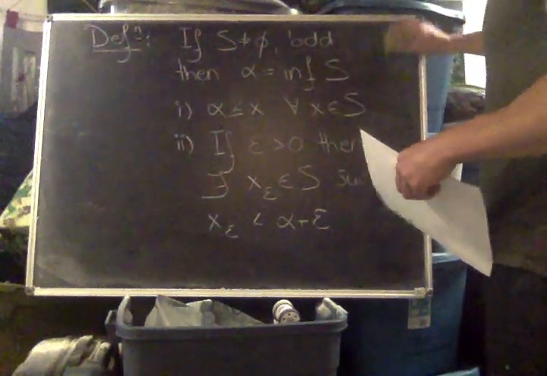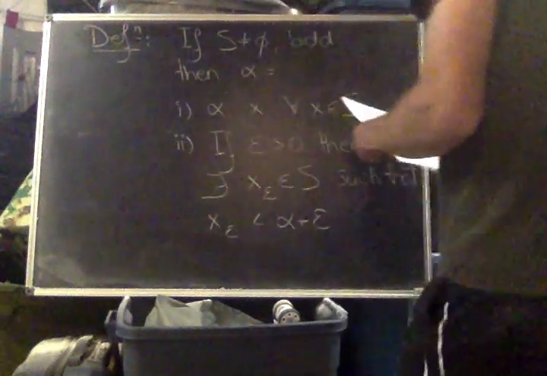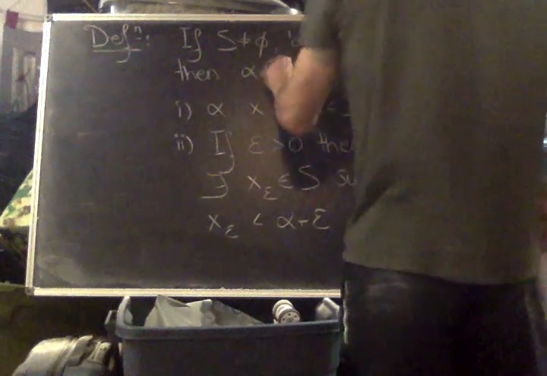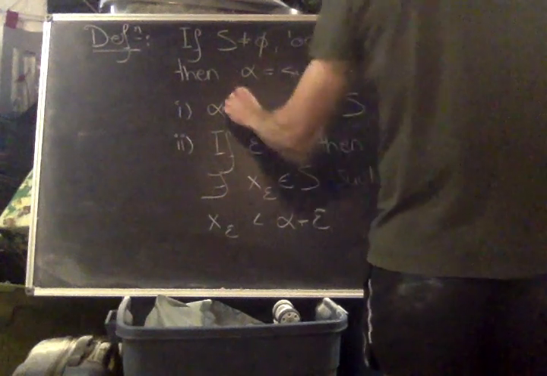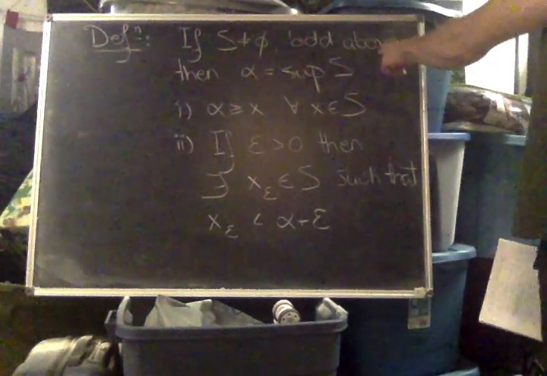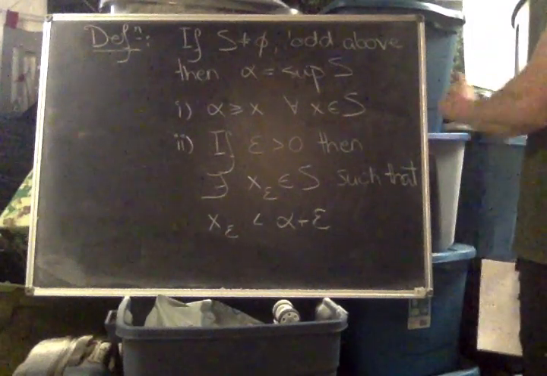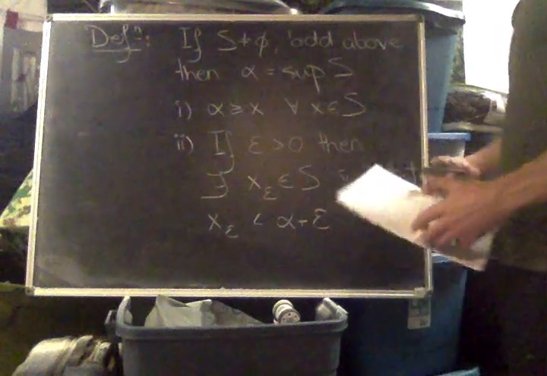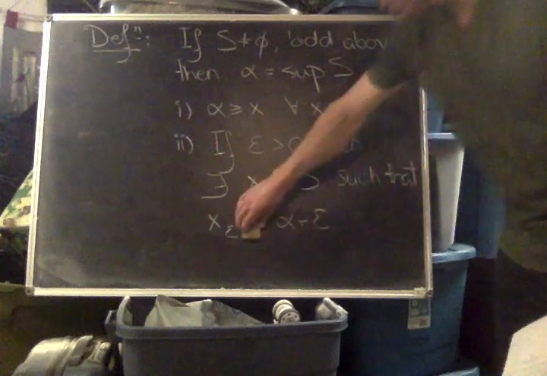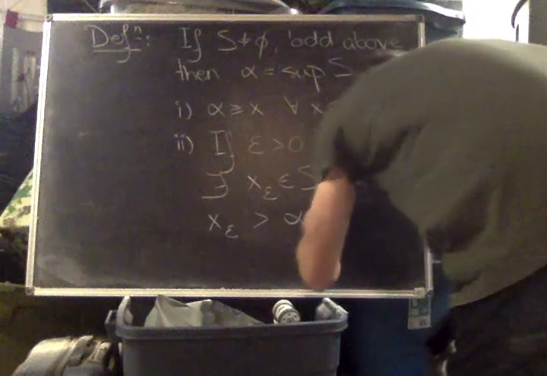So we'll have to change this stuff again a bit, right? So if S is now non-empty and bounded above, then alpha once again is the sup of S if alpha is greater or equal to x for all x in S. Right, so it's a non-empty, bounded above set, and alpha is the sup if it's an upper bound, and if epsilon is greater than 0, then once again there exists an x epsilon in S such that x epsilon is greater than alpha minus epsilon.